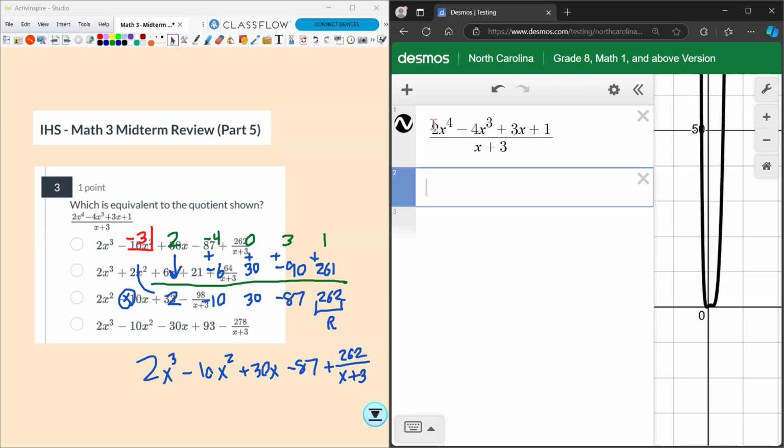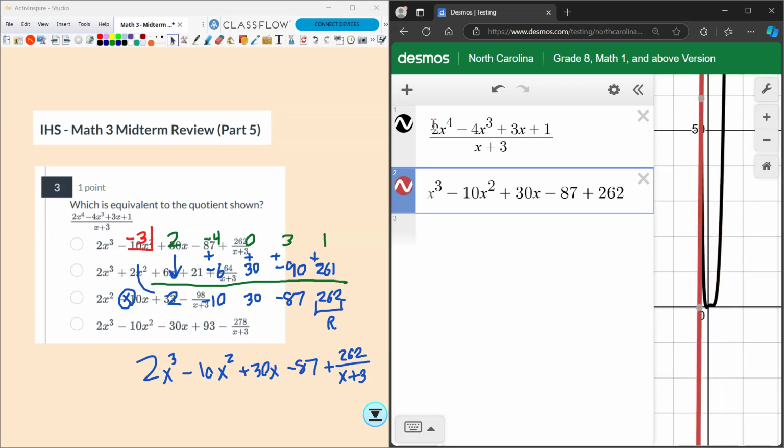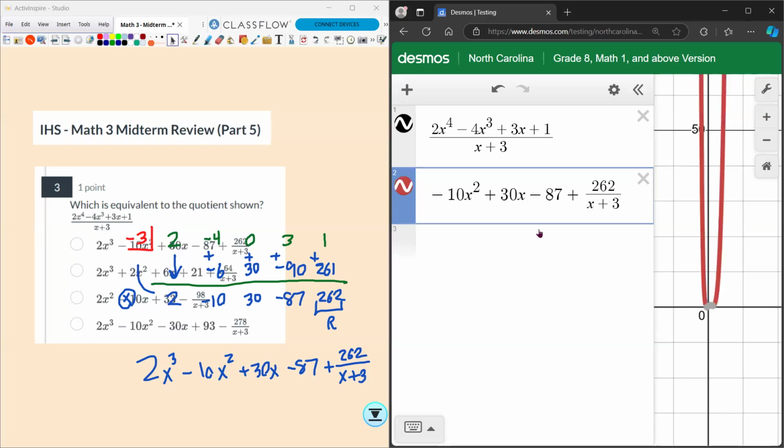Then I carefully enter in all my answer choices. Since we know our answer is going to be 2x cubed, so I'm going to key that in, minus 10x squared plus 30x minus 87 plus 262 over x plus 3. And you can see those graphs overlap, so we have our answer. So if you wanted to, you could use your answer choices to help get that overlapping graph as well.